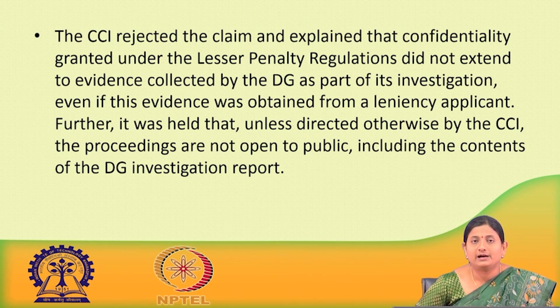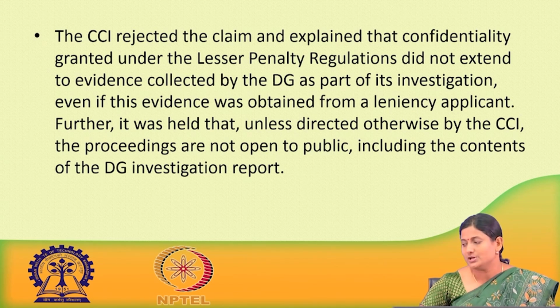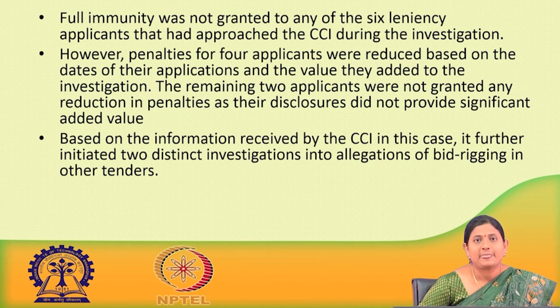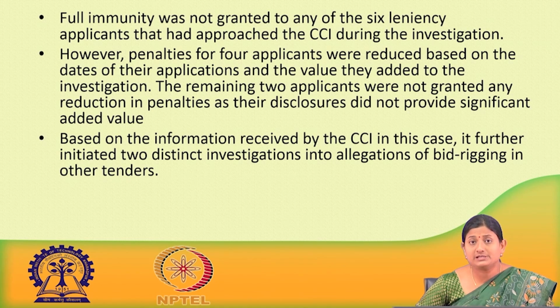Further, it held that unless directed otherwise by the CCI, the proceedings are not open to the public, including the contents of the DG investigation. So, the DG's investigation reports are not public unless and until the CCI decides to make them public. These things were made clear to the leniency applicants, and full immunity was not granted to the 6 leniency applicants that approached. However, penalties were reduced, and based on this information, the CCI also further investigated 2 more cases, 2 more tenders.